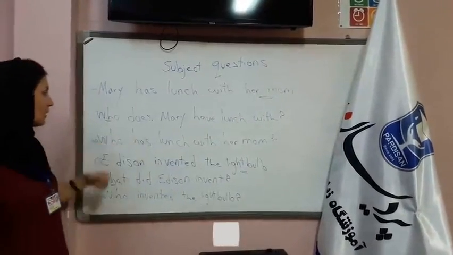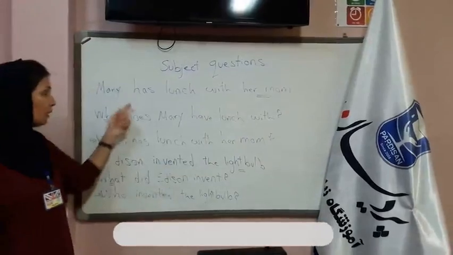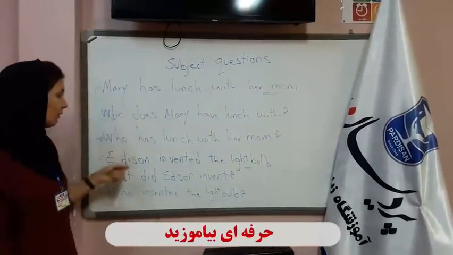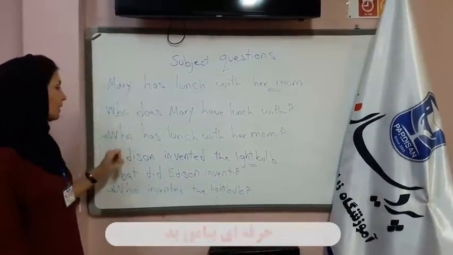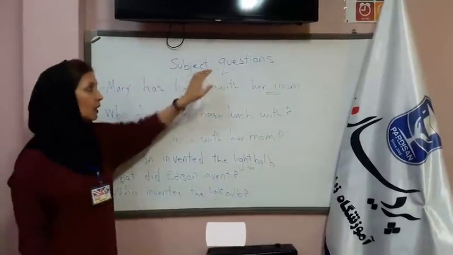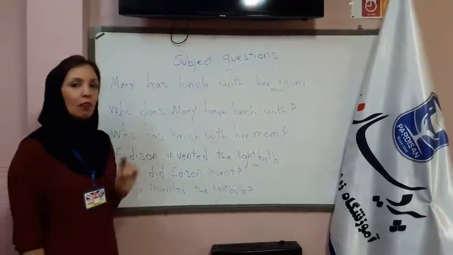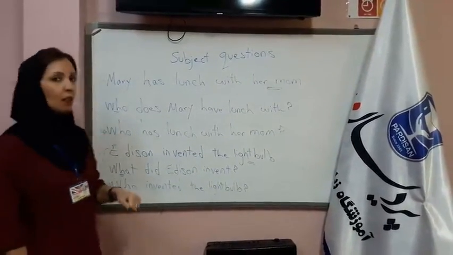Look at the question. The first question is about the object of the sentence. We use does, an auxiliary verb. But the second question is about the subject of the sentence. We don't use any auxiliary verbs. So, in subject questions, we don't use any auxiliary verbs. We just replace the subject with a question word.